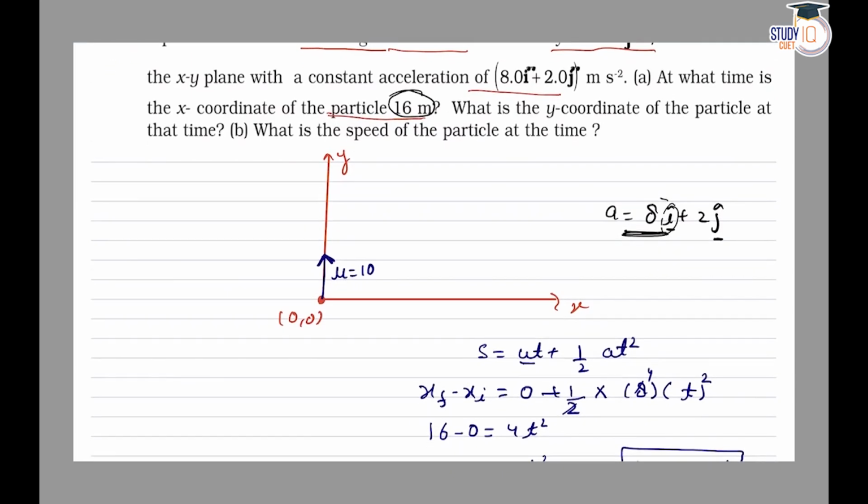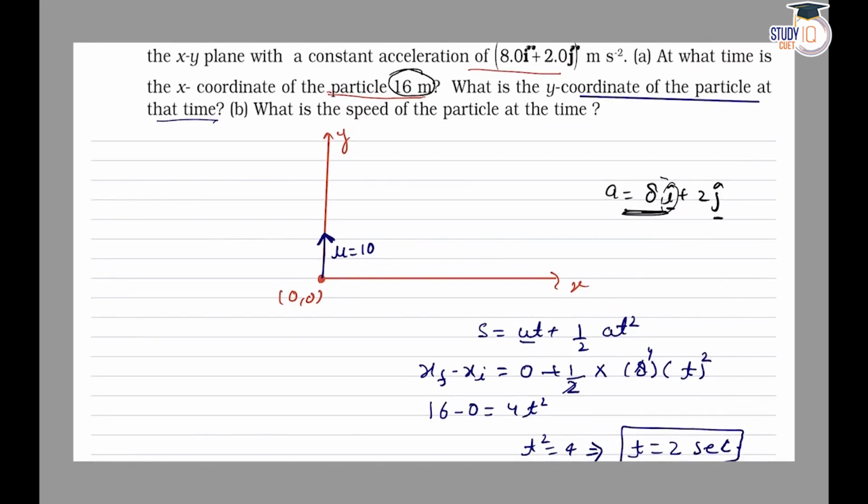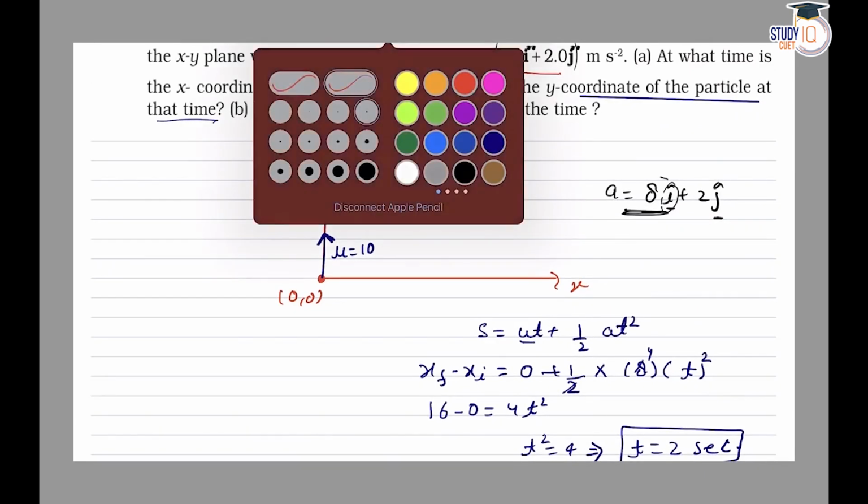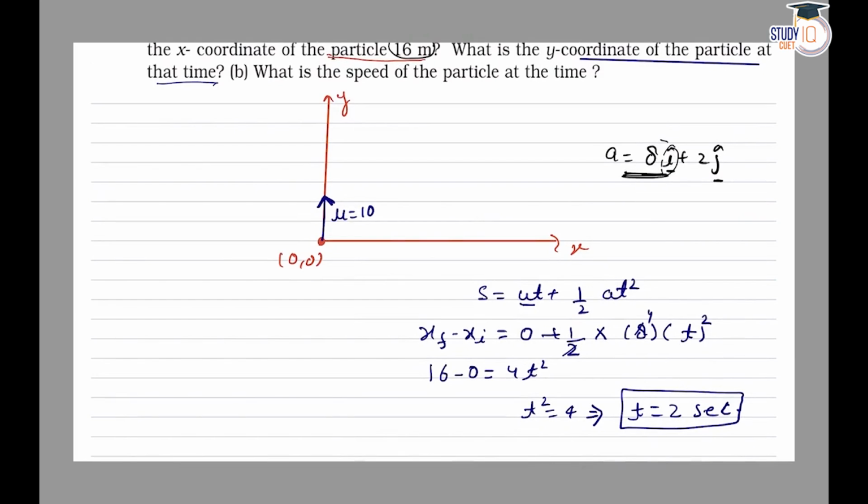Now, what is the y coordinate of the particle at that time? So at that instant, we have to find the y coordinate. So simply we can use the equation in y direction. This was the equation in x direction.